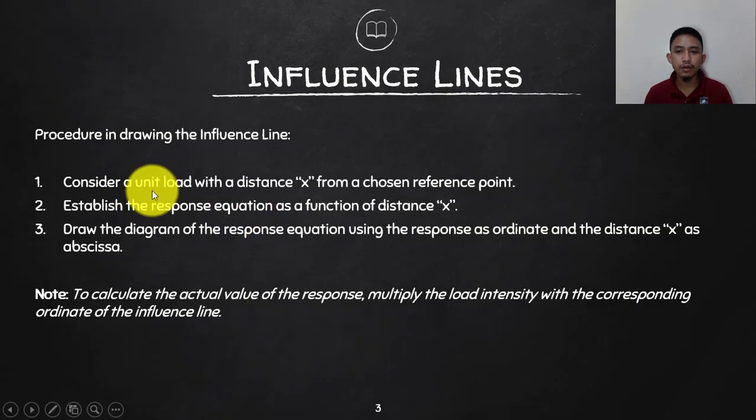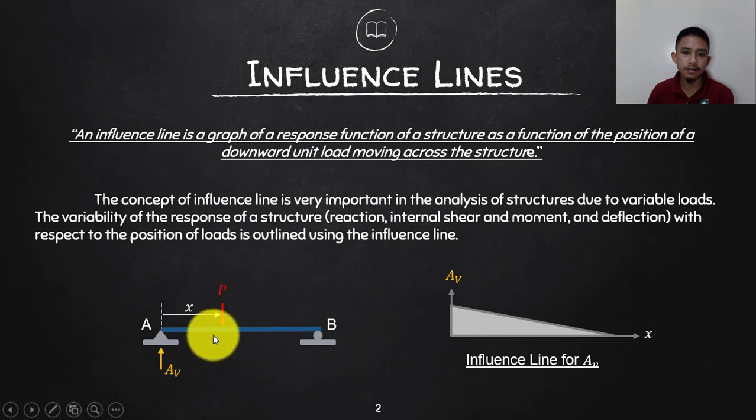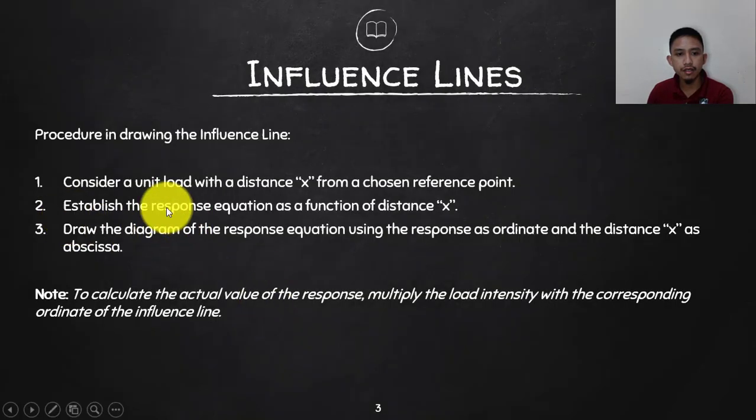So we are going to draw the influence line using the unit load. Later on, we will discuss how to calculate the actual effect of the actual load using the influence line of a unit load. So now, all you need to do is locate a unit load somewhere there, reference your distance from a fixed point and call that distance x, since that is variable. And second is to establish the response equation as a function of distance x.